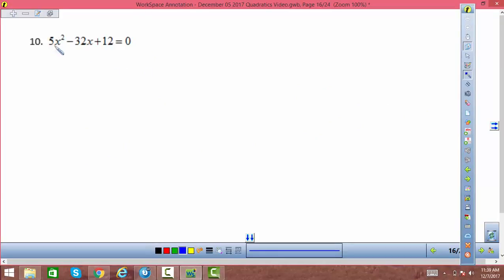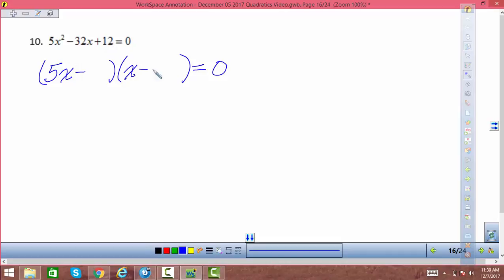Again, I'm lucky. 5 is a prime number, so I know I have to have a 5x times an x to get 5x squared. So now I have a positive number here for the constant term, so I know I've got to have a minus and a minus. So now I need to get a total of negative 32 here.